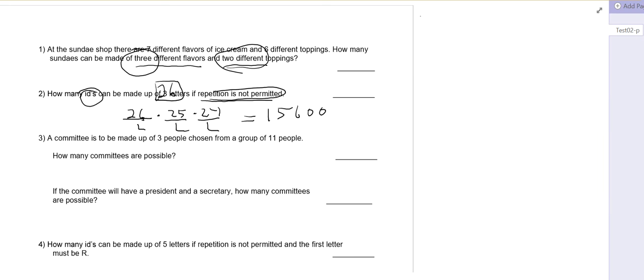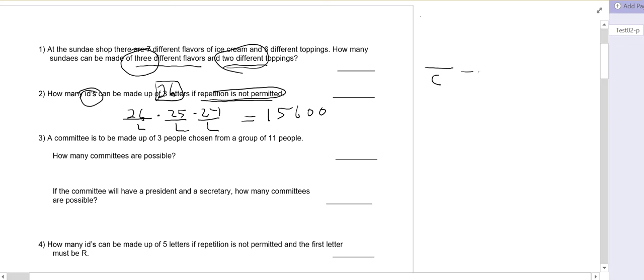All right. For number 3, I need to pick 3 people to be on the committee. Committee member, committee member, committee member. They're coming from 11 people. I start with 11 choices for the first. I can't put them back because I need 3 people on the committee, so my number's going down.